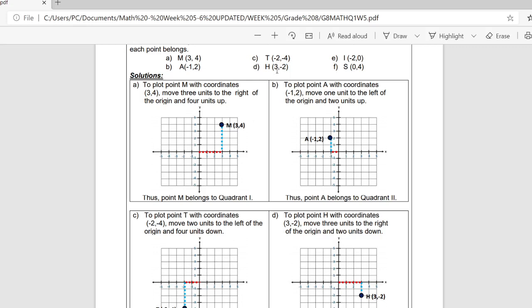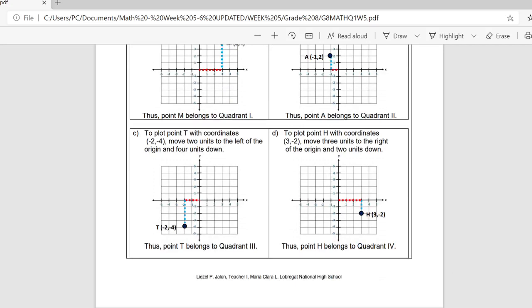Letter D, we have H. Again, your abscissa is positive, therefore it is right of the y-axis, so 1, 2, 3. And your ordinate is -2, meaning below the x-axis. So 1, 2. That is your point there.